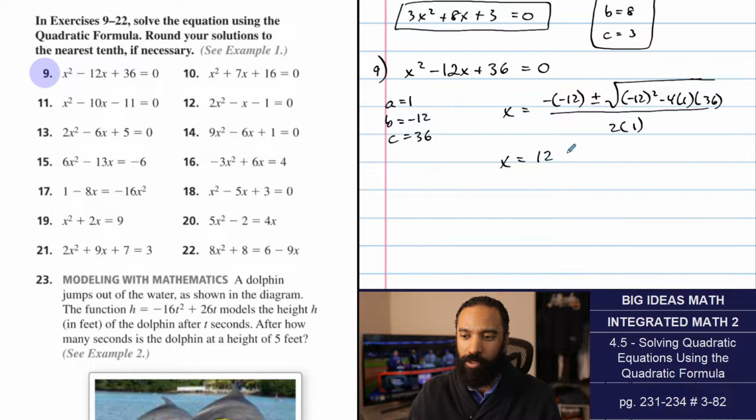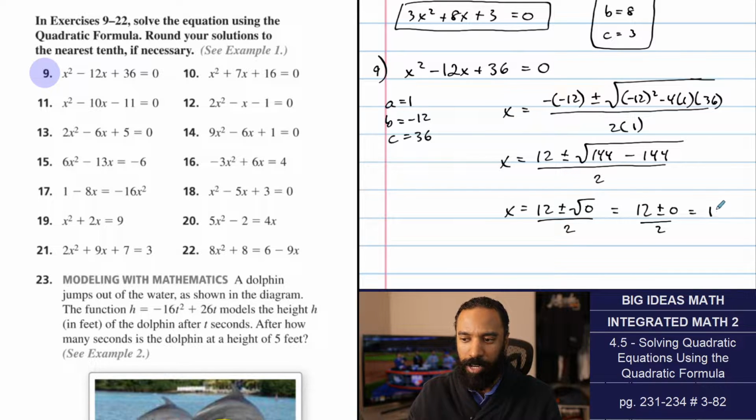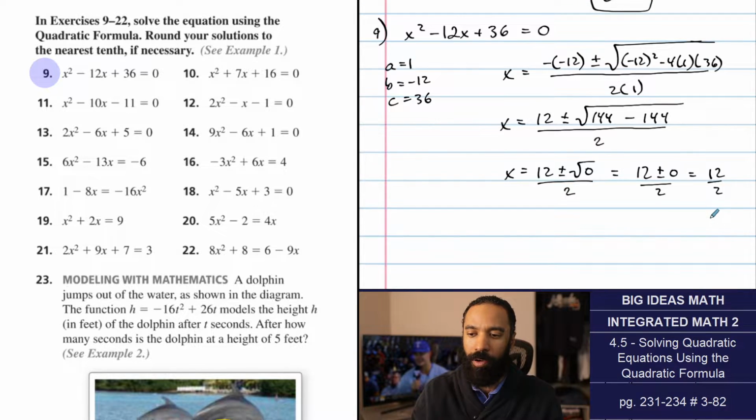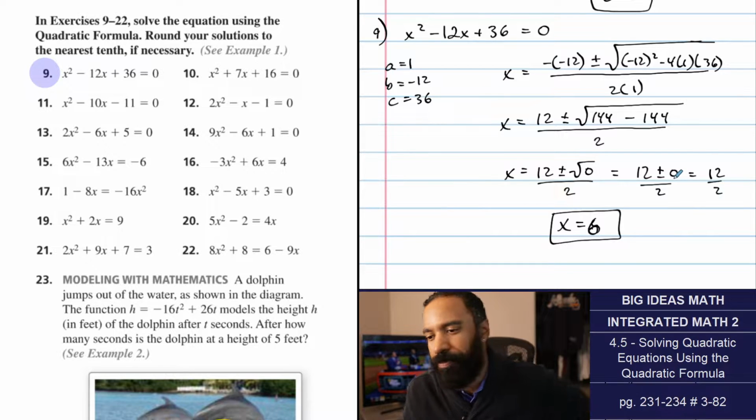Opposite of negative 12 is positive 12. Plus or minus the square root of negative 12 squared is 144. Minus 4 times 36. 4 times 36, 144. All divided by 2. 2 times 1. Now the square root of 144 minus 144 is 0. We're adding or subtracting the square root of 0, which means we're doing 12 plus or minus 0. And you can see 12 plus or minus 0 is still just 12, just one number, and 12 divided by 2. So x equals 6. There's only one answer to this, and x equals 6. Rounded to the nearest tenth is 6.0.